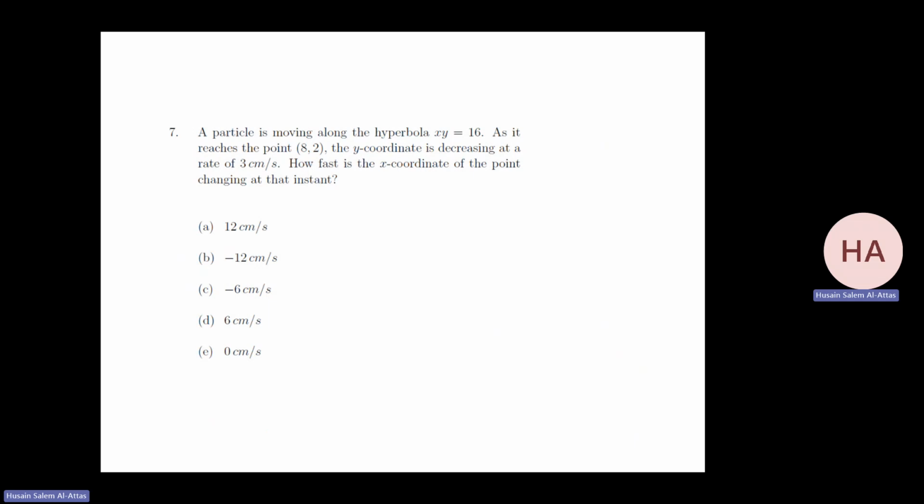Okay, now let me do more problems. Now concentrate on problems related to a particle moving along a curve, where the y coordinate is decreasing or increasing, and what will happen to the x coordinate, or the other way. So the relation is given. What is given in this question? We have the point, so we have x equal 8 and y equals 2. That's very clear. This is the point on the curve.